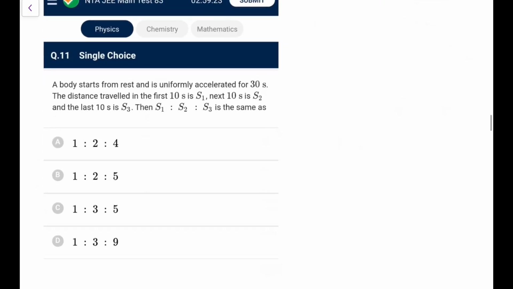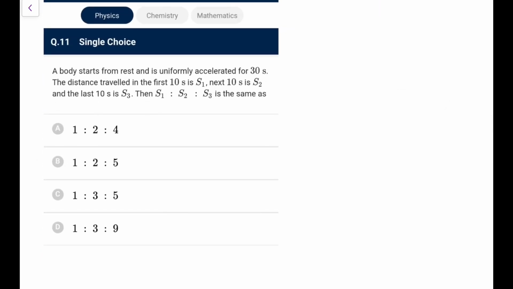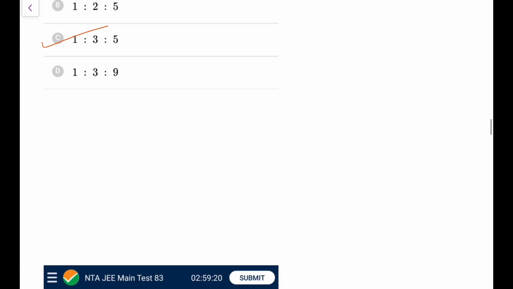Next, a body starts from rest and is uniformly accelerated for 30 seconds. The distance in the first 10 seconds is s1, next 10 is s2. You remember this: in equal intervals of time starting from rest, it would be in the ratio of 1:3:5. If they ask for first 10, first 20, first 30, then it would be 1:4:9. Here it would be 1:3:5. You will use that nth second displacement or whatever you write. You remember these results. This is 1:3:5.